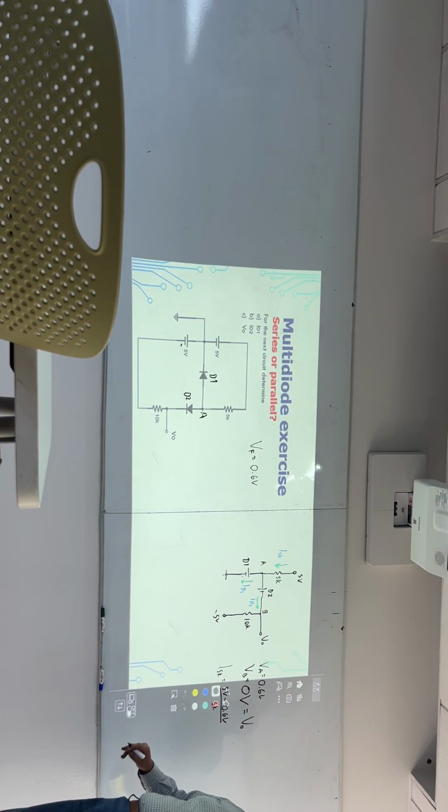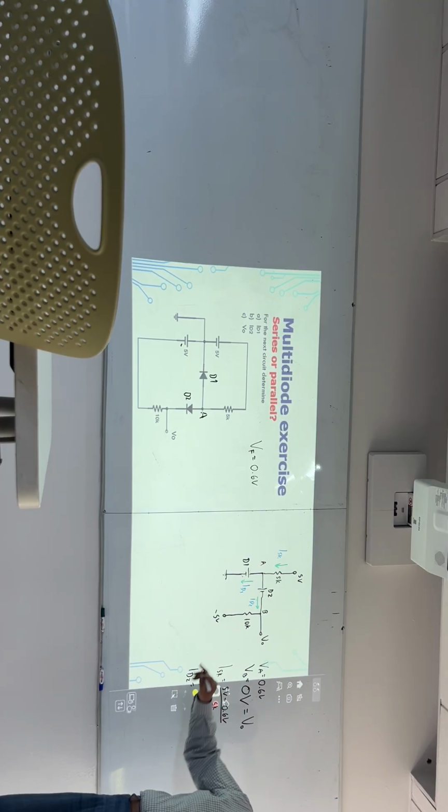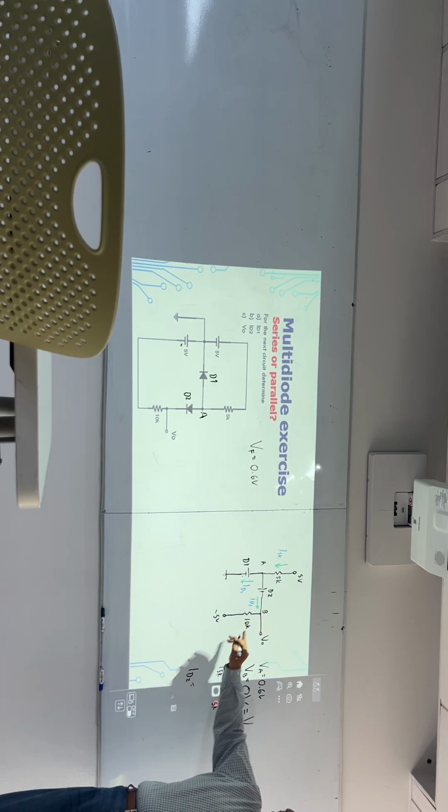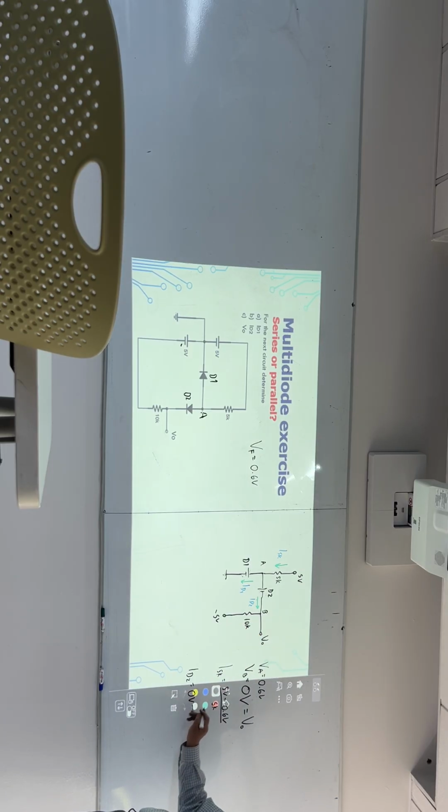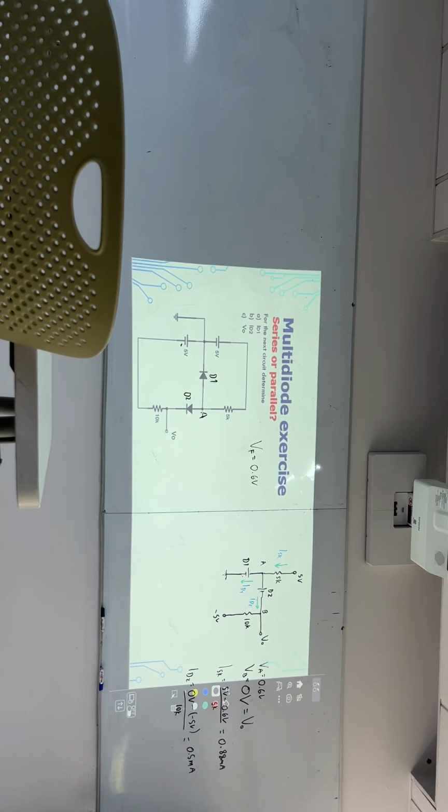And then ID2 is the same as I10K in this case. So V0 is 0, minus the other side of the resistor, which is minus 5. So we get this, and then 10K. How much is that? ID2 is 0.5 milliamps. And ID1 is 0.88. That's right. Okay.